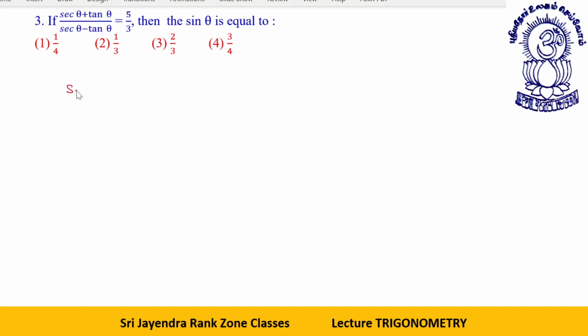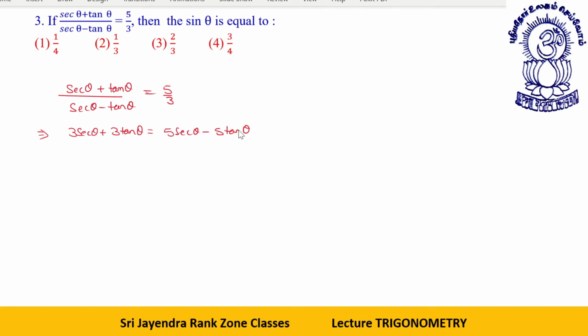Now, sec theta plus tan theta upon sec theta minus tan theta is equal to 5 by 3. This implies 3 sec theta plus 3 tan theta is equal to 5 sec theta minus 5 tan theta.